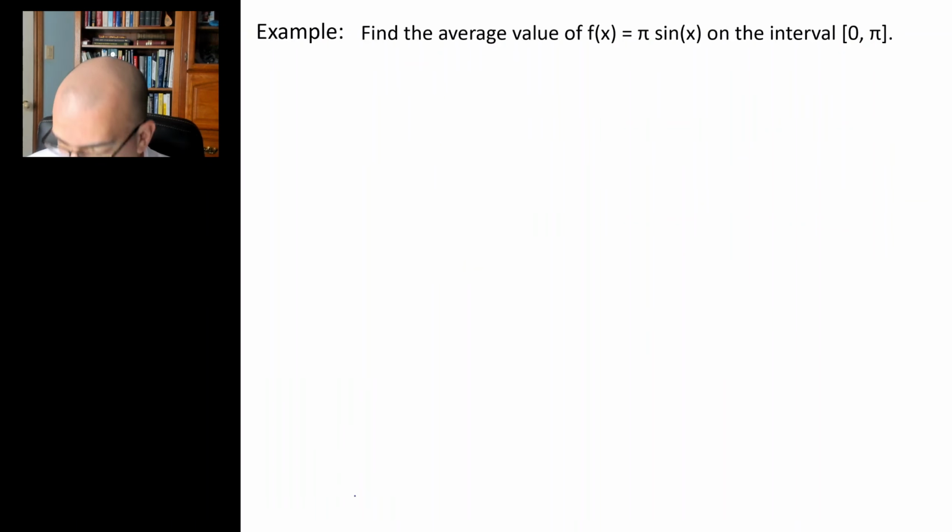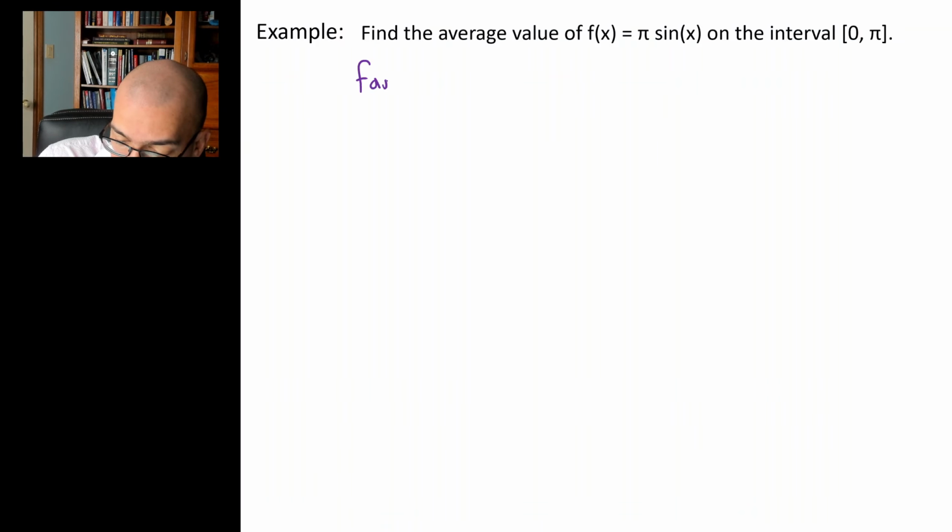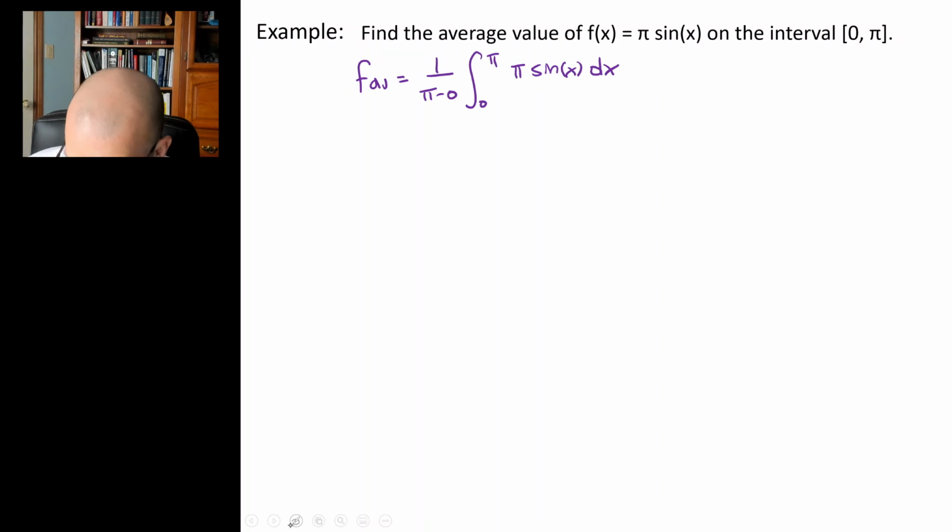Okay, now a messier looking one, but it isn't that bad. Find the average value of pi times sine of x on the interval from 0 to pi. So f_av is equal to 1 over pi minus 0 times the integral from 0 to pi of pi times sine of x. I'm going to draw a quick sketch of this.